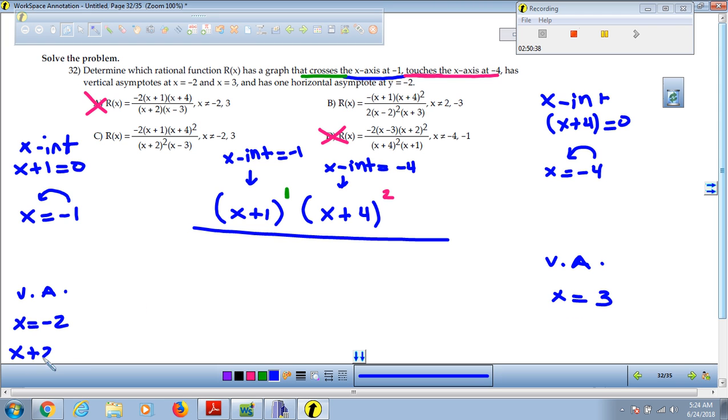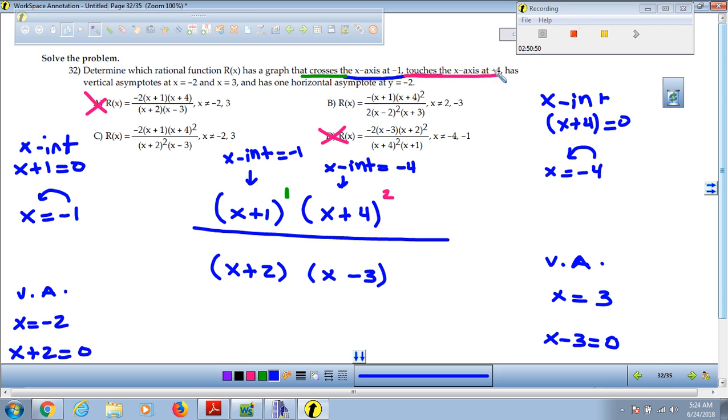So this is x plus 2 equals 0. X minus 3 equals 0, following the same logic as over here. So x plus 2, x minus 3. Doesn't matter which one you write first. The order does not affect the answer at all. And has one horizontal asymptote at y equals -2.